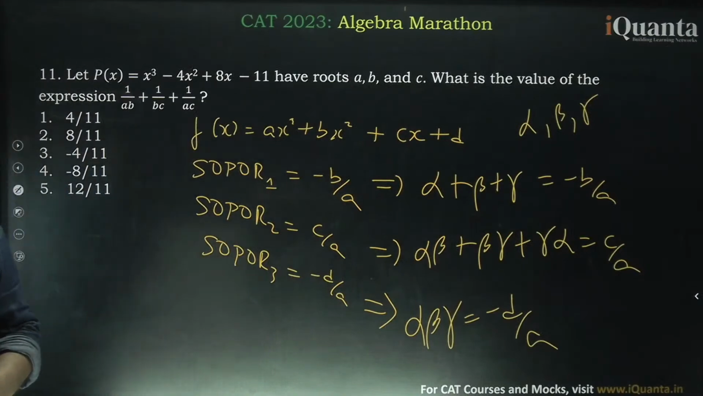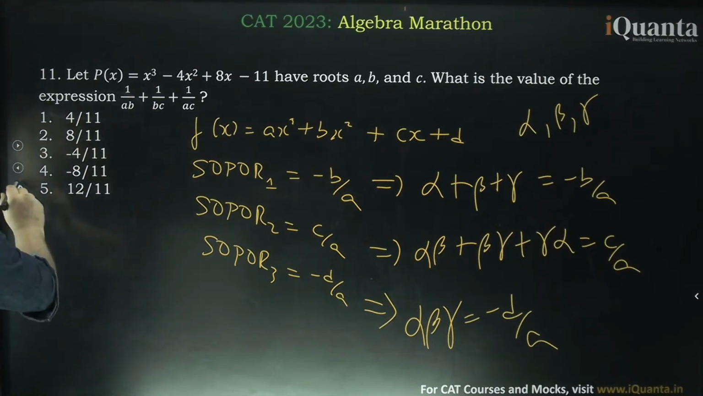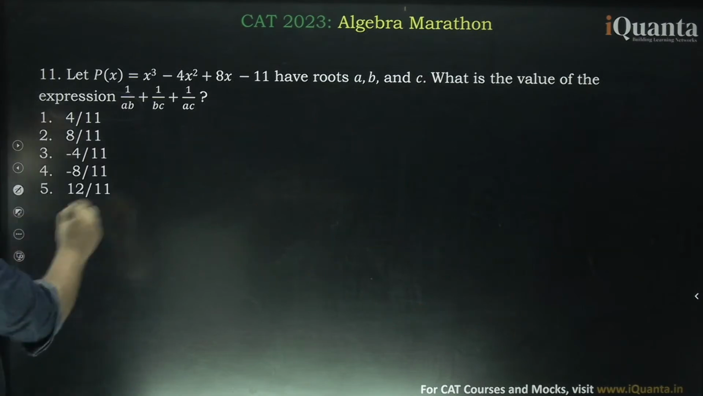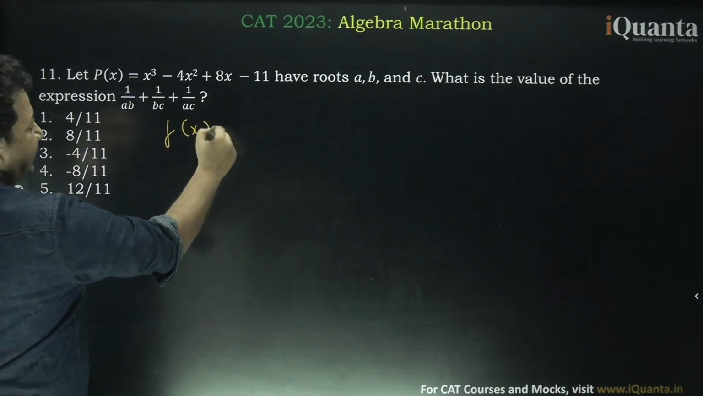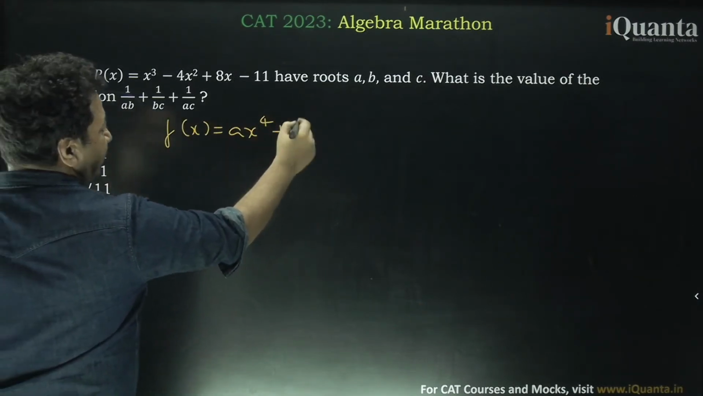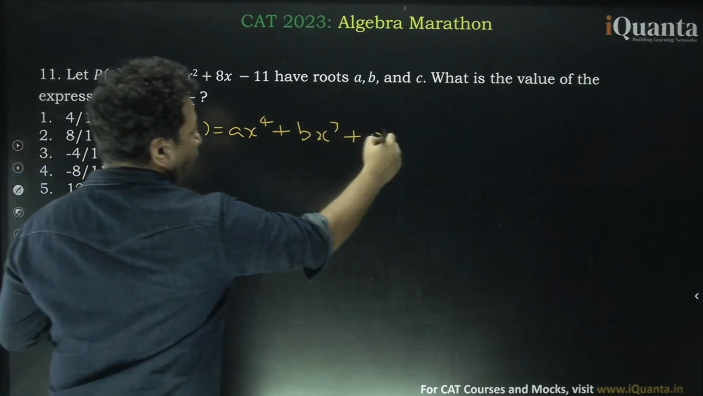Clear? So this is very important for us. CAT won't be asking you more than third degree, but if they somehow go to biquadratic, which happens rarely, then how will it look? In that case, we will have something like this. The power is 4.